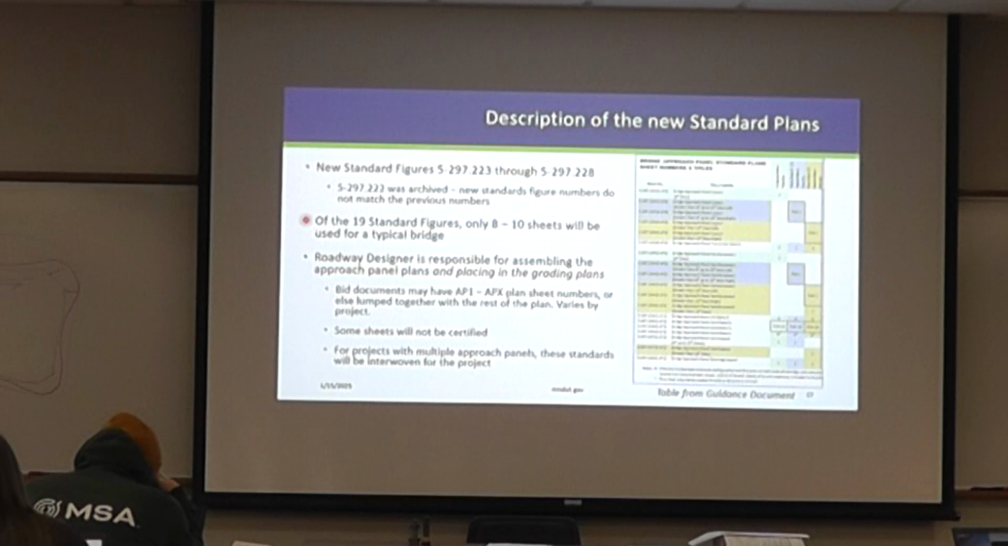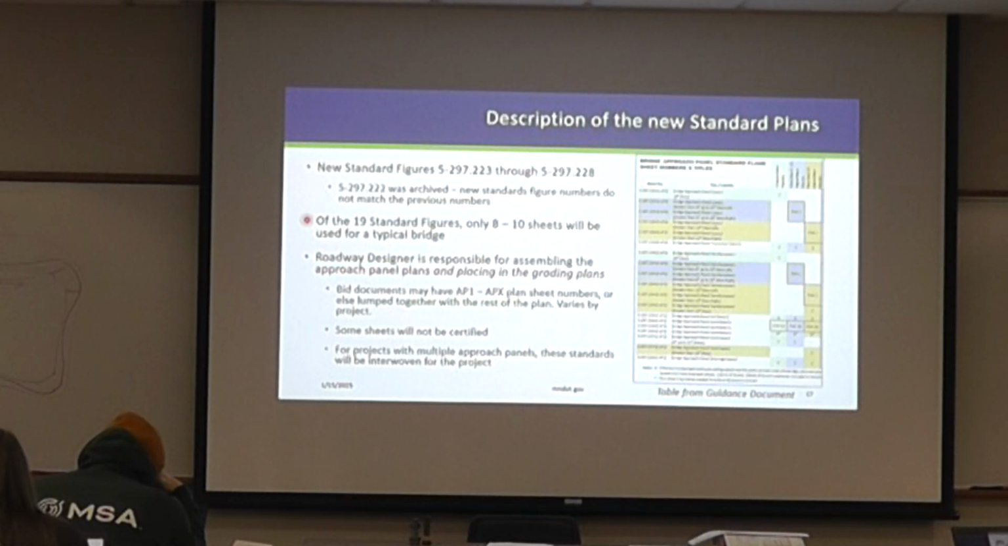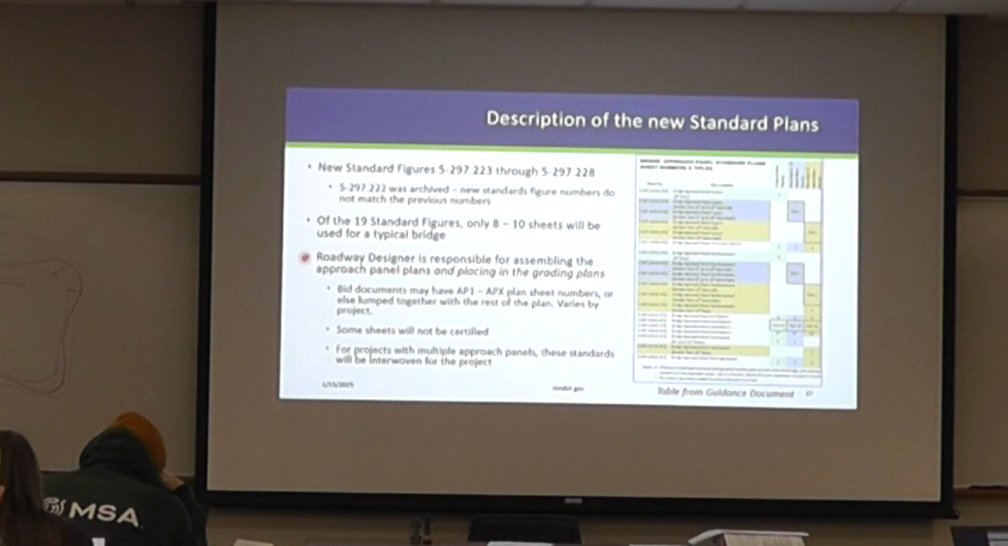We came up with a total of 19 standard figures, and only 8 to 10 sheets of those will probably be used on a typical bridge. It's not going to be all of them, so the roadway designers have to go in and select which ones are appropriate, and they should be listing that for you, so you know which ones are appropriate to your project. They're going to be assembling those and placing the approach panel plans.